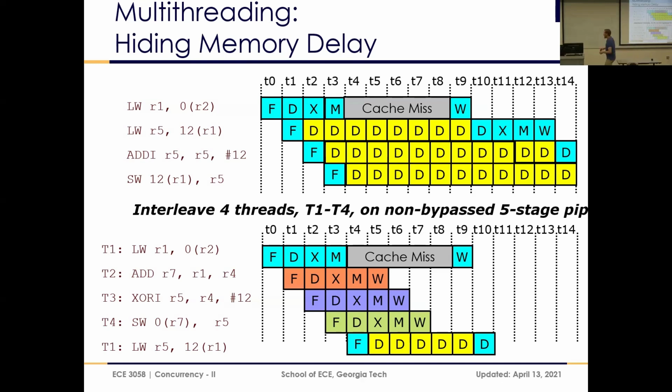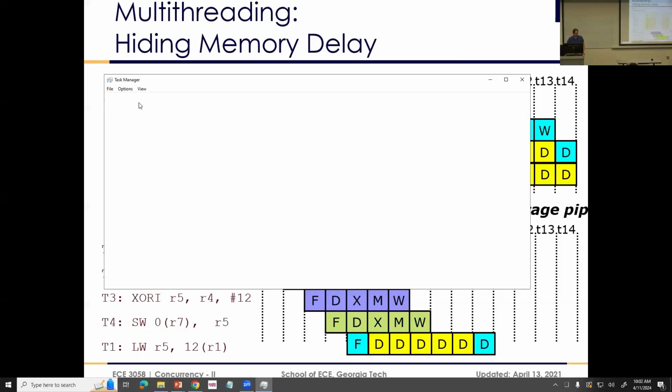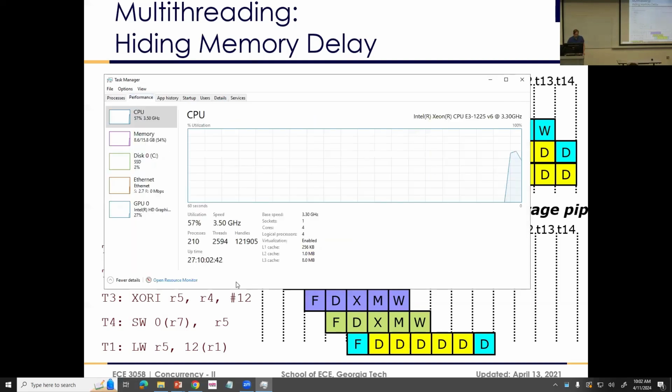If I go again to this computer that's running currently, and let's go to Task Manager and look at this. Task Manager, we're gonna go to our performance. Currently, I have 210 processes running. I have 2,500 threads. On average, how many threads per process? About 10, right? So every process that's running has about 10 threads.